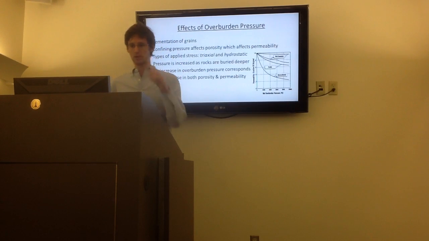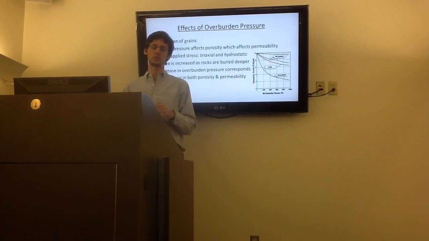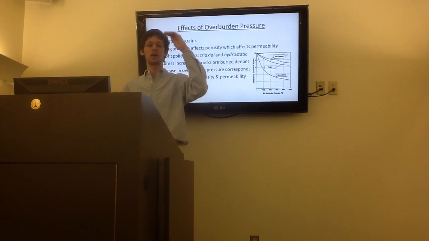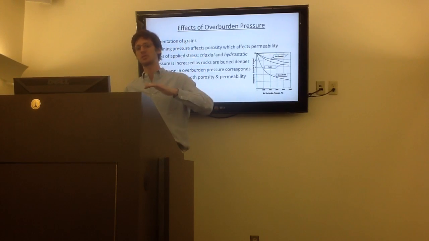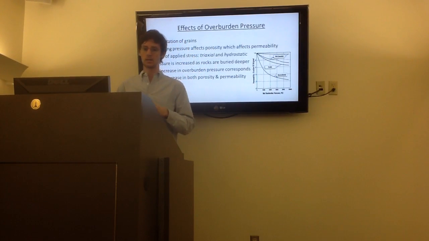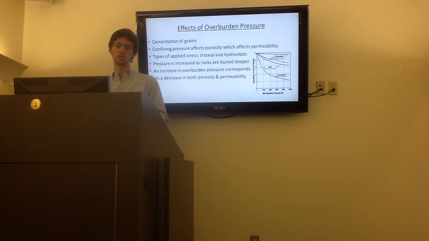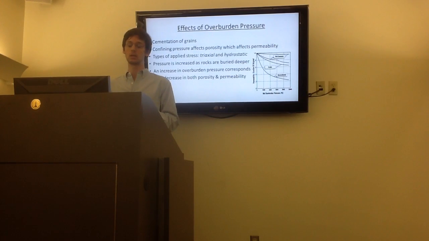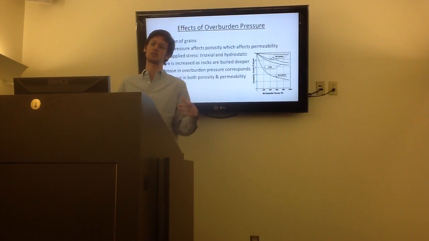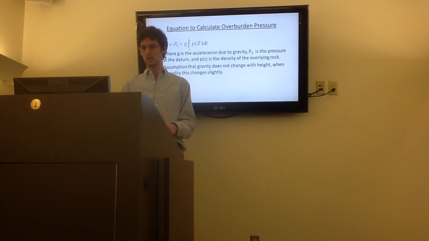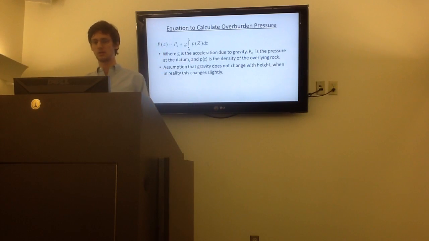And pressures increase as rocks are buried deeper, which goes to show the layers on top are going to add to the pressure of the layers on the bottom. An increase in overburden pressure corresponds to a decrease in both porosity and permeability. This cramping done by the overburden pressure is going to make everything tighter, less porosity, less permeability. And then this is the equation to calculate overburden pressure.